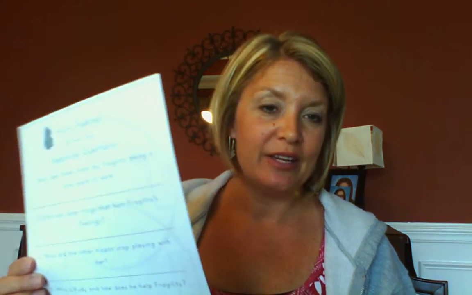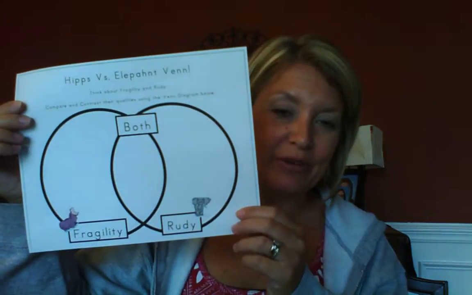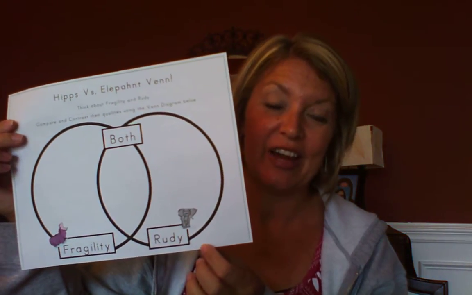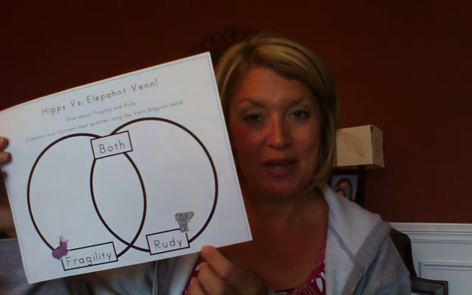A couple other things that you'll find is just general response questions for Hurty Feelings, and then something fun there at the end. You're going to look at Rudy as a character and Fragility as a character and use a Venn diagram to compare them.